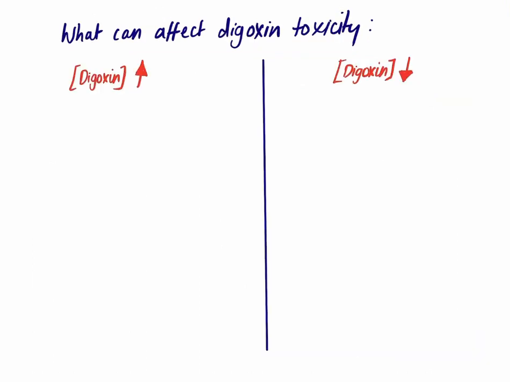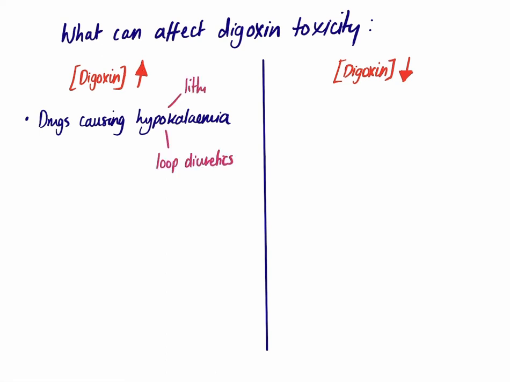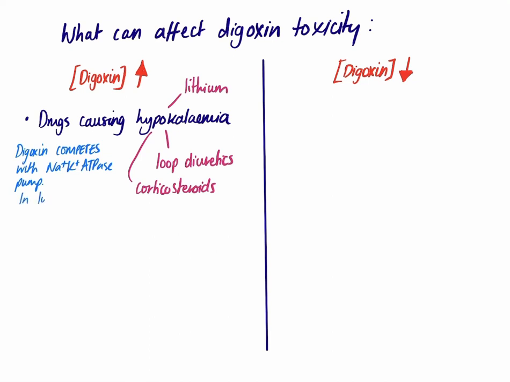I'm going to move on to what affects digoxin toxicity, and we'll start with what increases it. Drugs causing hypokalemia can increase digoxin toxicity, and these are drugs such as loop diuretics, lithium, and corticosteroids. The mechanism behind this is because digoxin competes for the sodium-potassium pump. Therefore, in low potassium concentrations, there's reduced competition, so more digoxin binds to the pump, and this increases digoxin concentration.